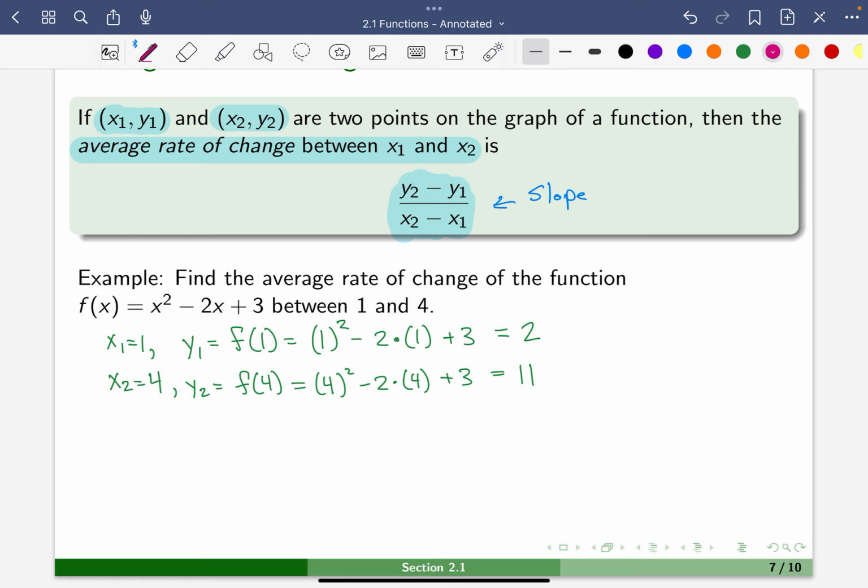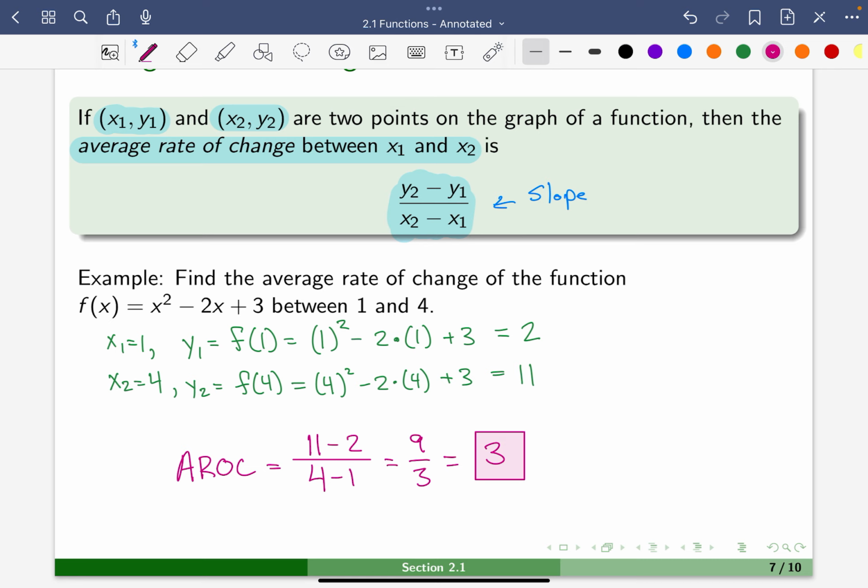So then our average rate of change is going to be y2, the 11, minus 2, divided by 4 minus 1. 11 minus 2 is 9. 4 minus 1 is 3. So 9 over 3 is 3. So our average rate of change is 3.